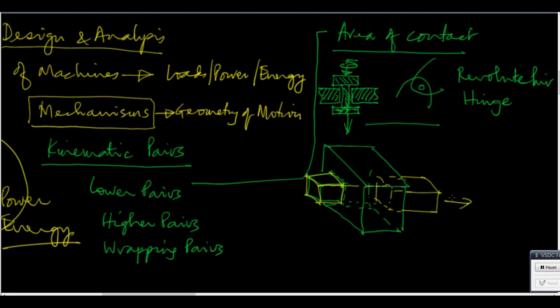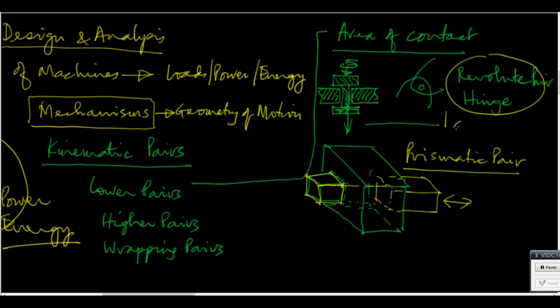it has only 1 degree of freedom like this. It cannot rotate. This is called a prismatic pair. This has 1 degree of freedom, which is rotation. This also has 1 degree of freedom, but it is translation. We can also have a screw pair. Let me come to that a little bit later. Let's do the cylindrical pair first.